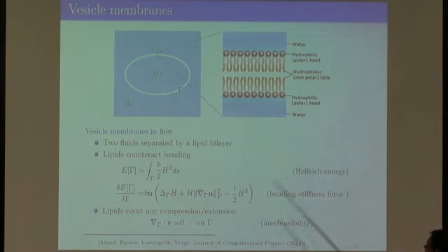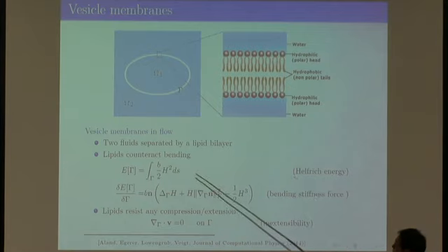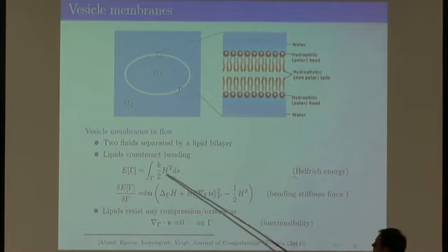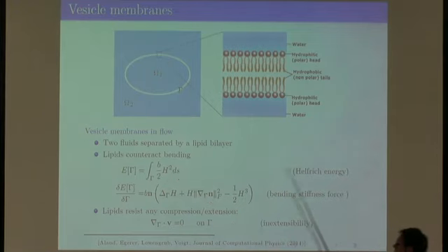First thing is they counteract any bending, which is described in the Helfrich energy. So this is bending stiffness times curvature squared, and this gives rise to a bending stiffness force, which is written like this. Looks a bit ugly, but that's the correct force.